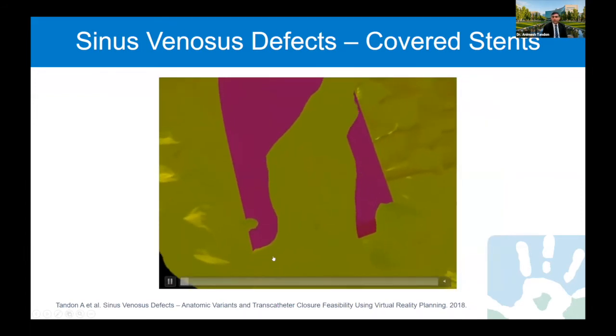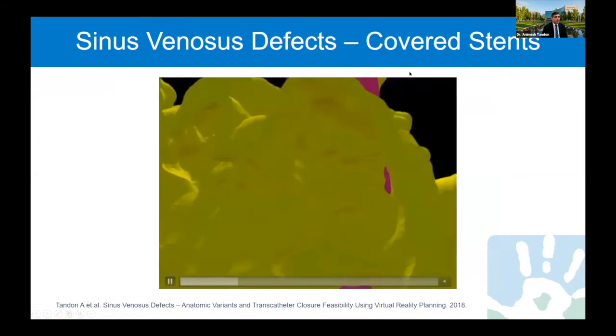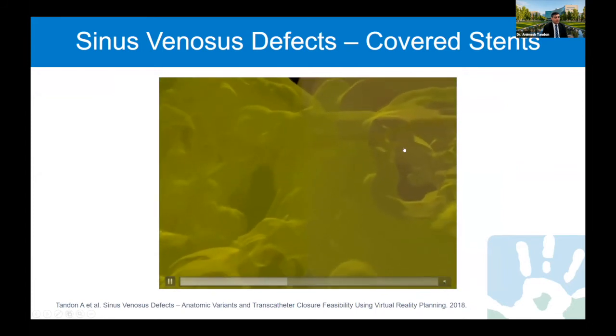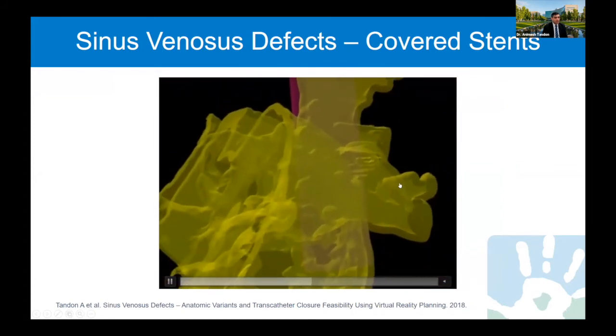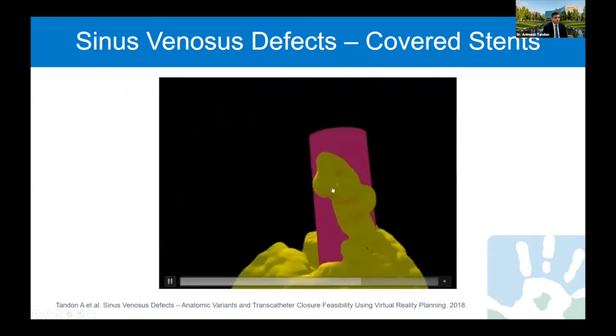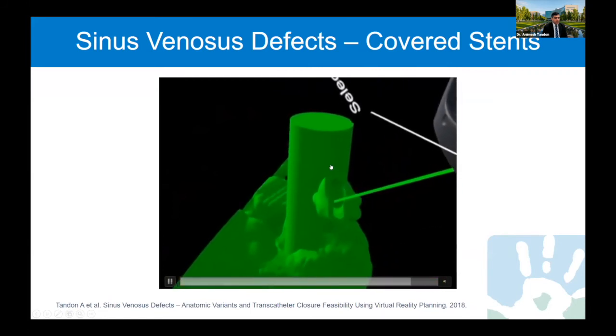Here's an example where the covered stent would have blocked a large pulmonary vein. You can see that large pulmonary vein up here and over here. This is the defect that's actually closed by the stent. But the problem is that when you go and look from the pulmonary vein side, this pulmonary vein will get blocked by the covered stent.